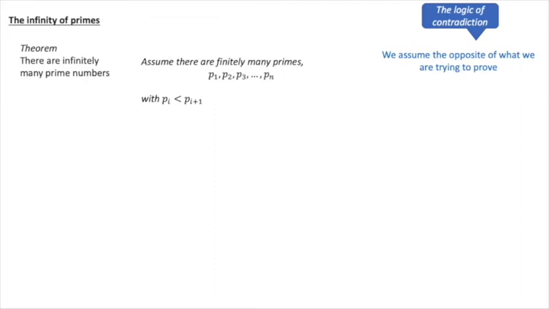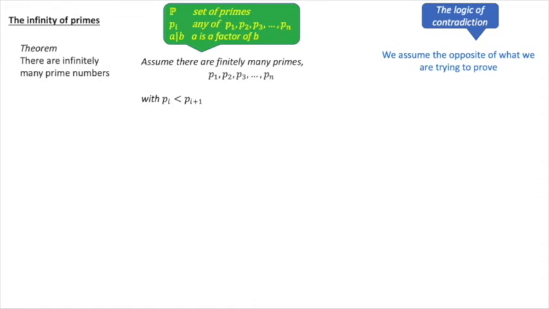So we've got the first prime, the second prime, the third, all the way up to Pn, which is the biggest prime, and they're in order. So it says Pi is less than Pi plus 1. So P1 is less than P2, P2 is less than P3, and so on.